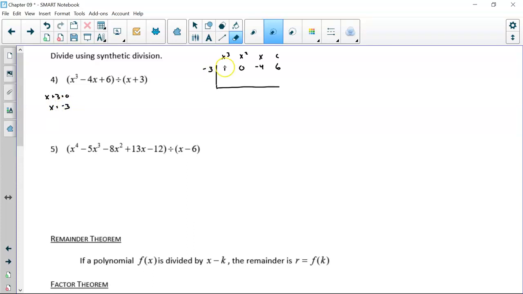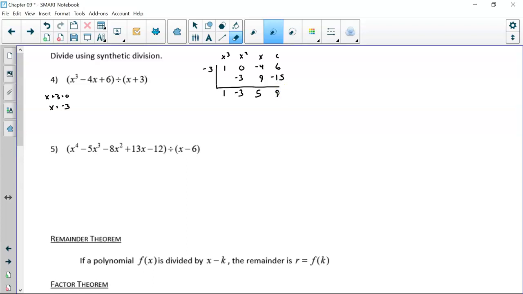Now, what you do is you bring down the first number. You bring down the 1 to the bottom. And you multiply by what's on the outside. Negative 3 times 1 is negative 3. Add. 0 plus negative 3 is negative 3. Now we multiply again. Negative 3 times negative 3 is a positive 9. And you add that column. Negative 4 plus 9 is 5. Multiply again. Negative 3 times 5 is negative 15. And when you add, you get a 9.